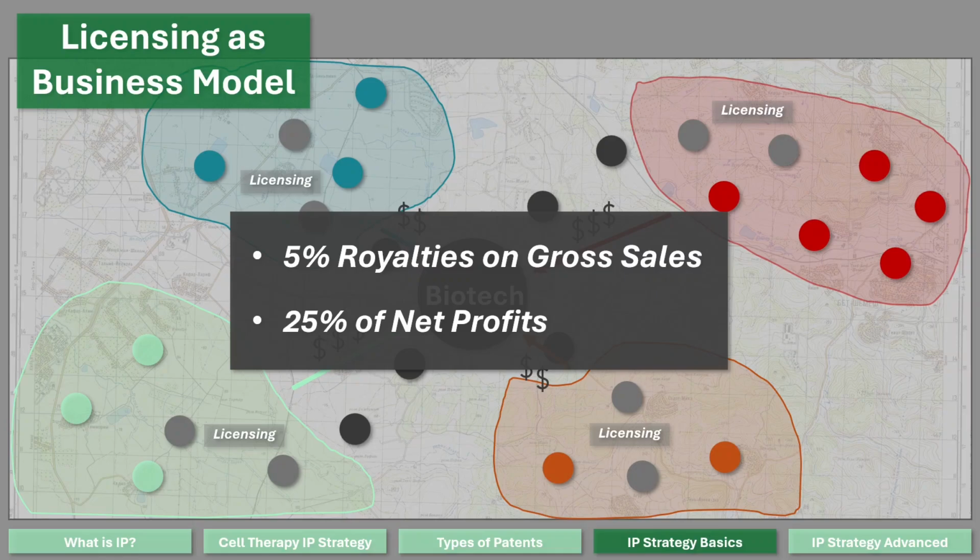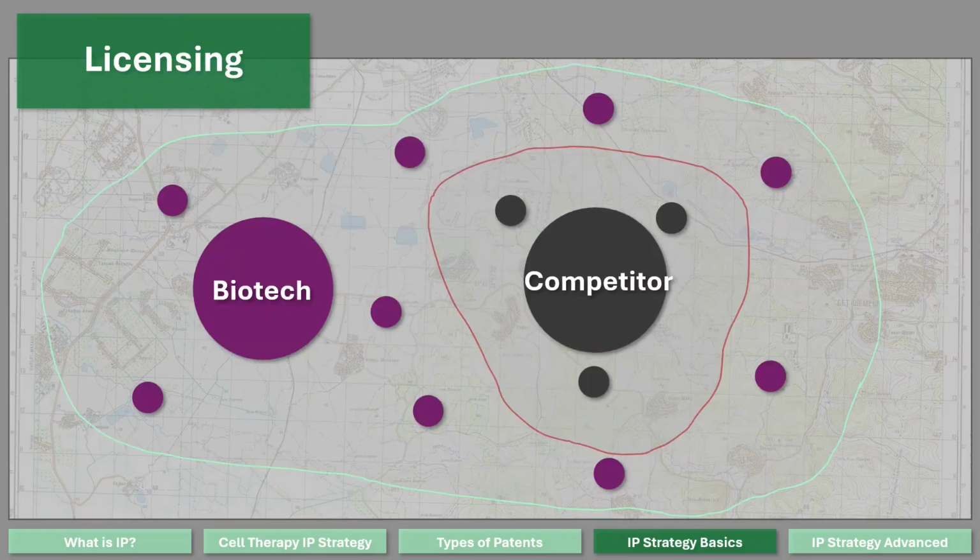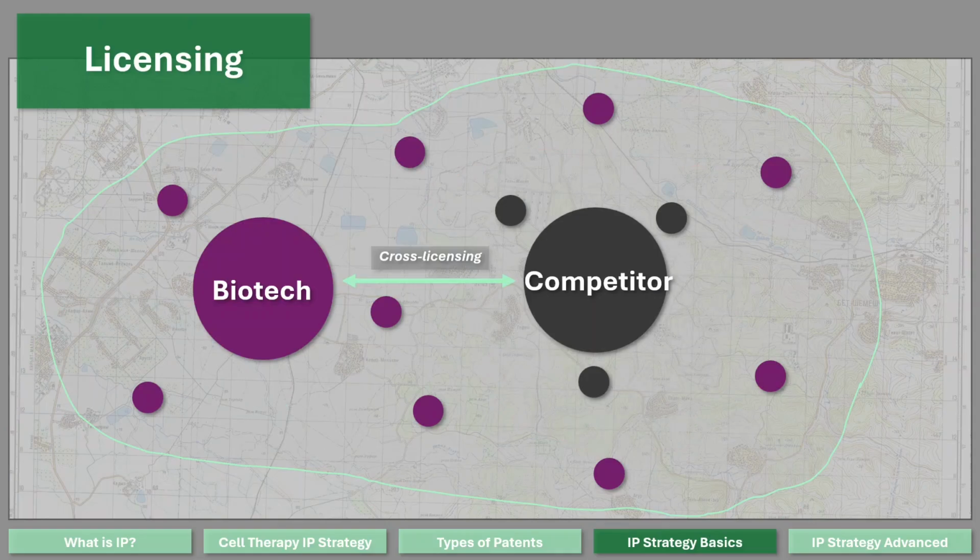Licensing fees vary widely, and it is common for a royalty of 5% of gross sales or 25% of net profits for the products involved in the licensed invention. It may also include upfront payments depending on the licensing agreement. If two companies' patents block each other, they can negotiate a cross-licensing agreement where they trade rights to their respective patents. Some biotechs can also choose not to license and block the technology if they feel that they are the only company able to develop products from the patent.